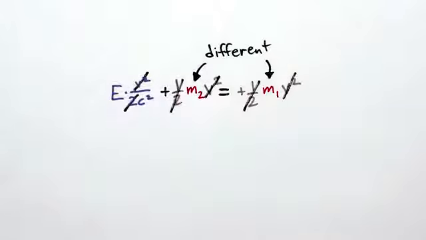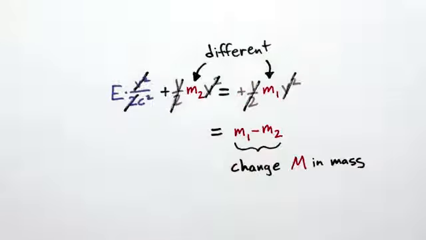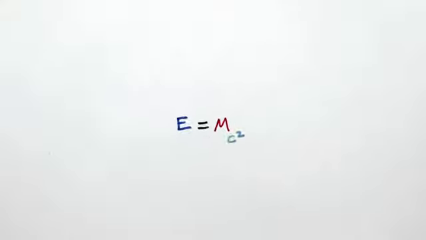Now, if we cancel things out, you can see that the change in mass of the cat must be equal to the energy of the light emitted divided by c². Or, as you've heard before, E equals mc².